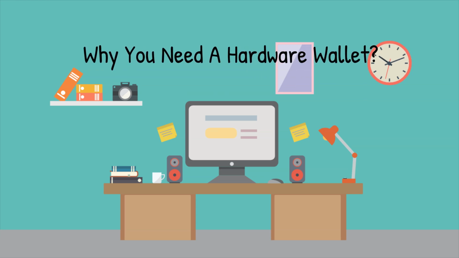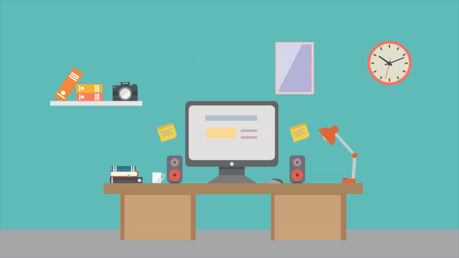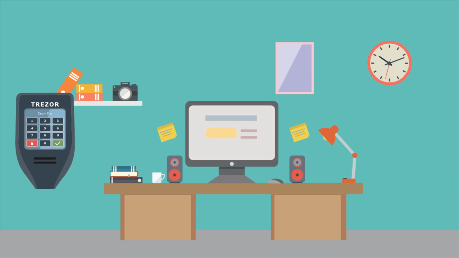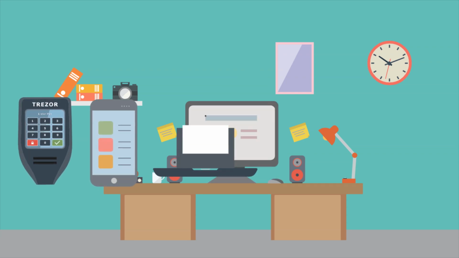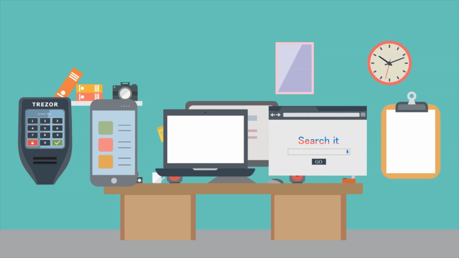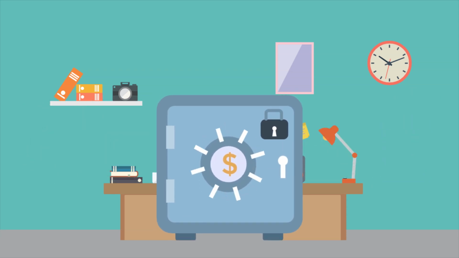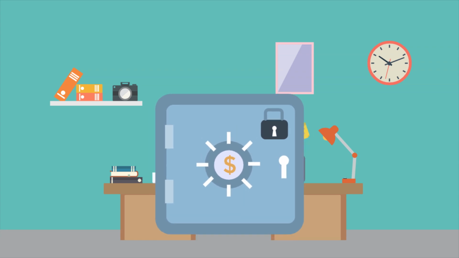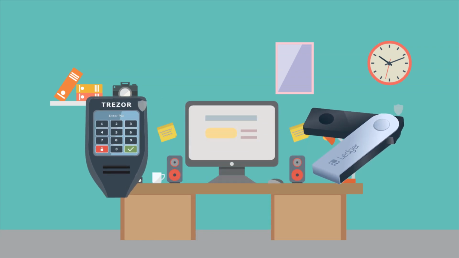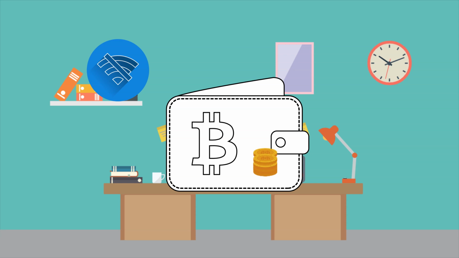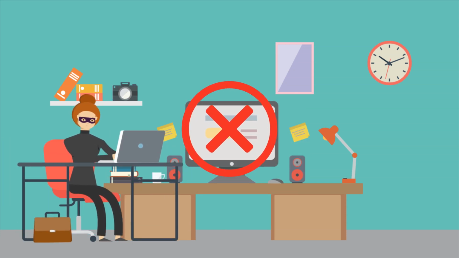Why you need a hardware wallet? There are several types of cryptocurrency wallet, such as hardware wallet, mobile wallet, desktop wallet, web wallet and paper wallet. Hardware wallets are the safest options for storing your cryptocurrency. A hardware wallet is a secure physical device that stores your private keys. The cryptocurrencies stored in the hardware wallet are kept offline, so they cannot be hacked.